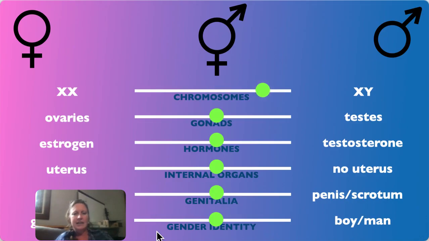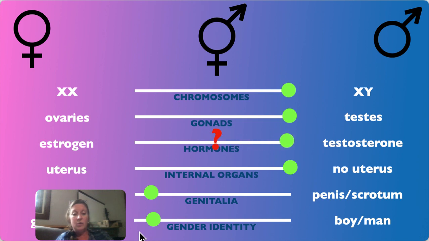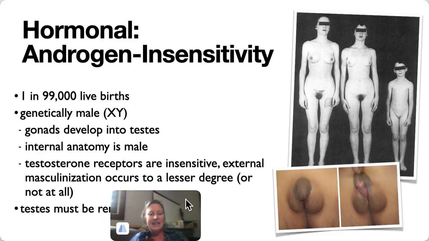So these folks, XY, have testes, but something's not typical with the testosterone. They don't have a uterus. Sometimes they have a vulva and identify as a girl or woman. Sometimes they produce testosterone, or it changes in their lifetime, and they develop a penis and identify as a boy or man. So it changes.